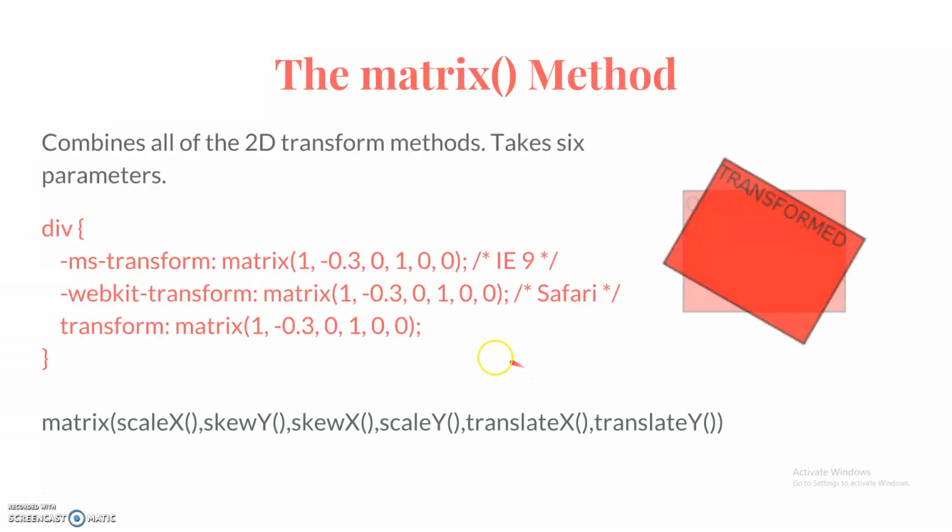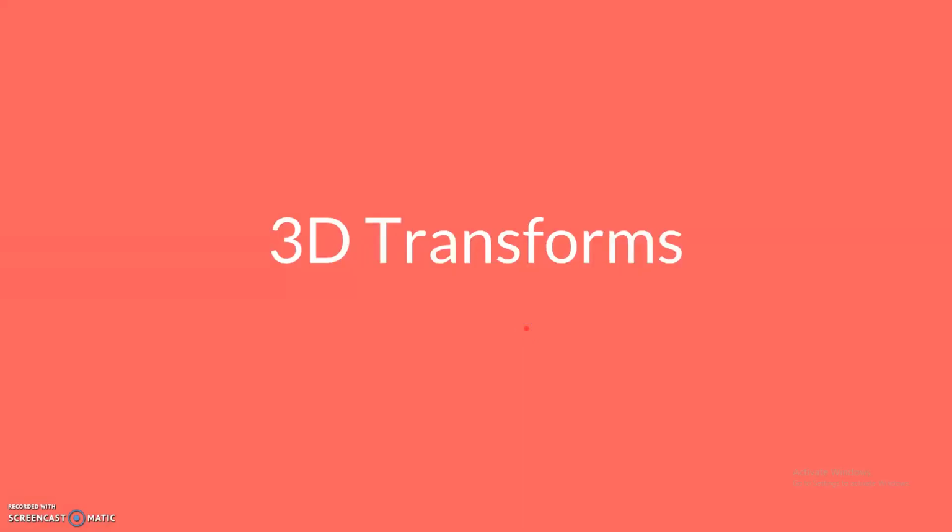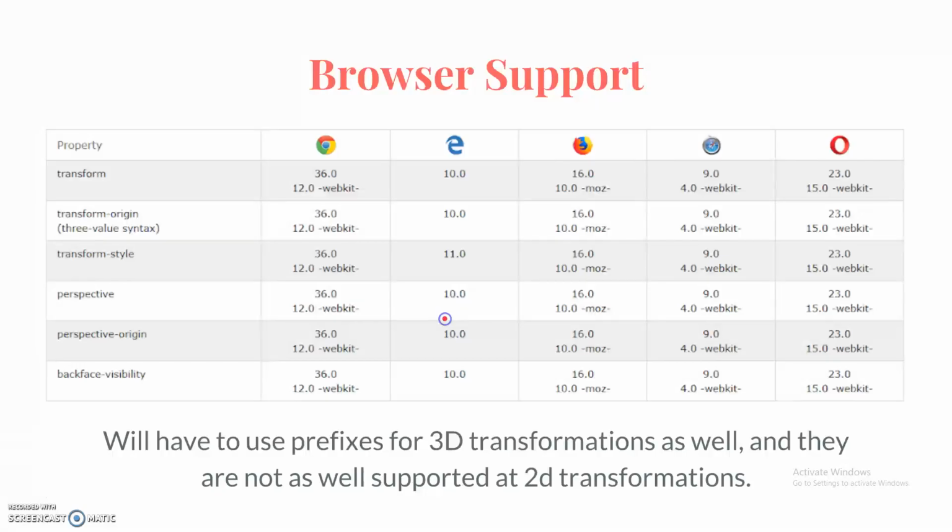The matrix method actually combines all of the 2D transformation methods. It takes 6 parameters, and in this order we are able to change the scaleX, skewY, skewX, scaleY, translateX, and translateY. So we will just input the numbers in whatever order and place zeros as placeholders if we don't want to change anything. So moving on to 3D transformations.